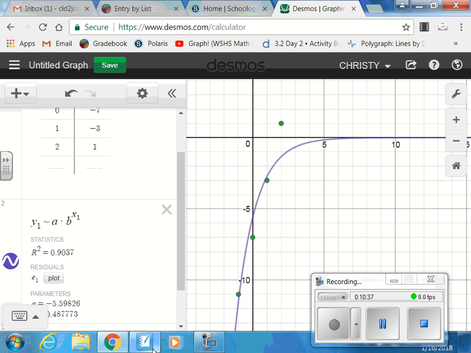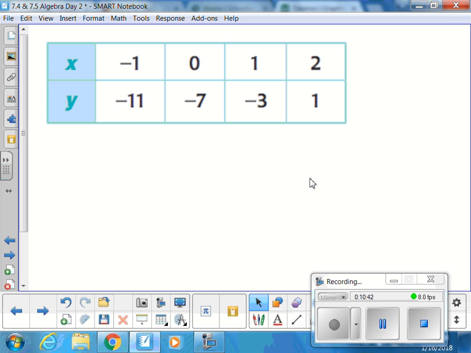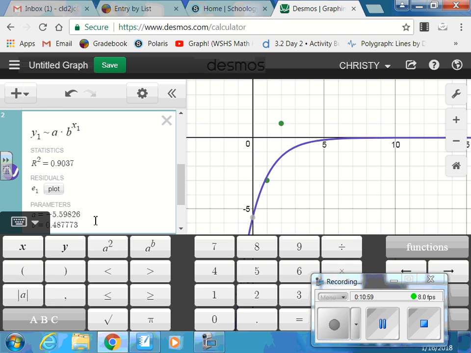Maybe this data set, let's look it up again. Maybe this data set is not exponential growth. Look, from -11 to -7, they're adding 4. From -7 to -3, they're adding 4. From -3 to 1, they're adding 4. So this is actually a linear example. A straight line would best fit these values. So we're actually going to make a straight line regression line.